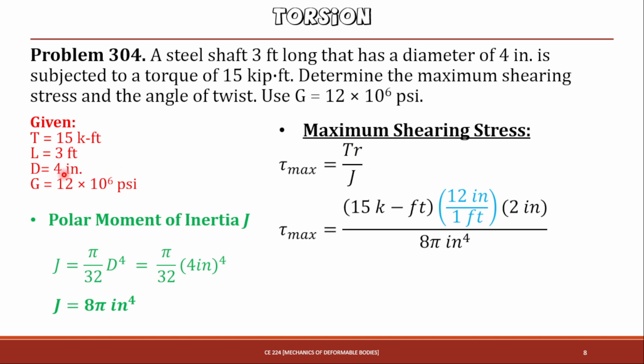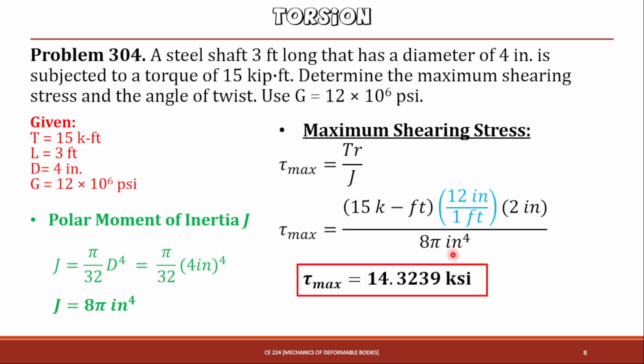radius natin na kung yung diameter natin ay 4 inches, ito ay 2 inches na lang. Okay? And then we have all over yung polar moment of inertia, 8 pi inches raised to the 4th power. Then, calculating, we will get the value, the maximum shear of 14.3239 kips per square inch.